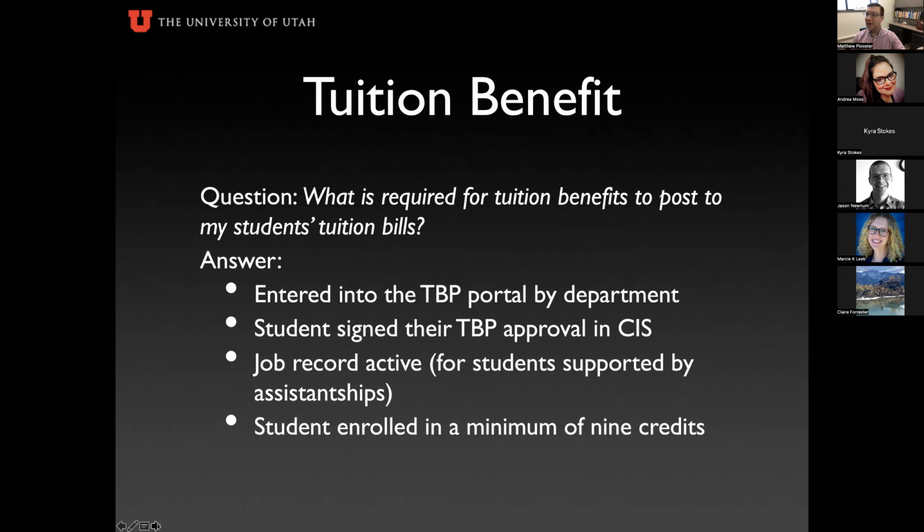The job record, if your student is supported by an assistantship, would need to be active, and the student needs to be enrolled in a minimum of 9 credits for tuition benefit to post. That does not necessarily have to mean 9 graduate credits. We will only pay up to 12 graduate credits, but if a student is taking a repeated course or an undergraduate course, that still counts towards the minimum 9 credits in order for any benefits to post.